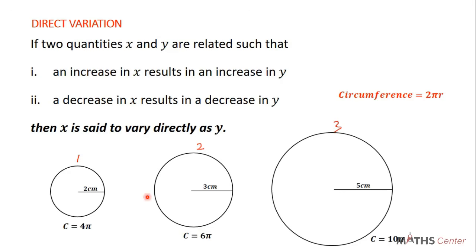So, if you look at it in the forward direction, we can see that as the radius increases, the circumference increases. And if you look at it in the opposite direction, we can also see that as the radius decreases, the circumference decreases. Such a relationship is what we refer to as direct variation. An increase in one quantity causes an increase in the other quantity, and a decrease in one quantity also causes a decrease in the other quantity. When you have that, then we say that the two quantities are in a direct variation. So for here, we can say that x varies directly as y.